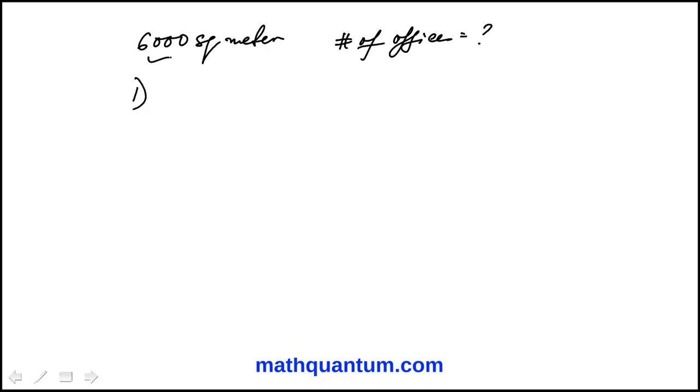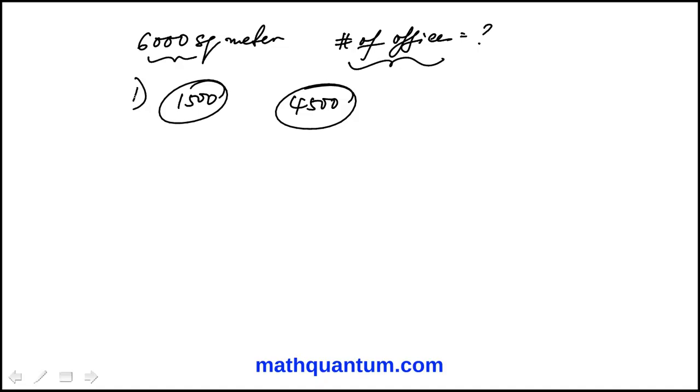So 1/4 of that is 1,500, which means 4,500 is used for offices. But we don't know anything about the size of the offices, so we don't have any information on the number. So 1 alone is insufficient.